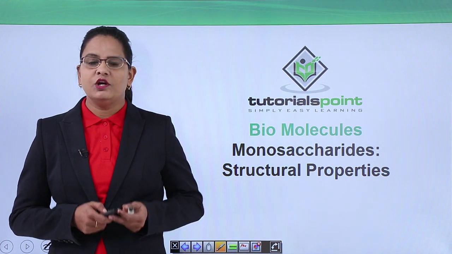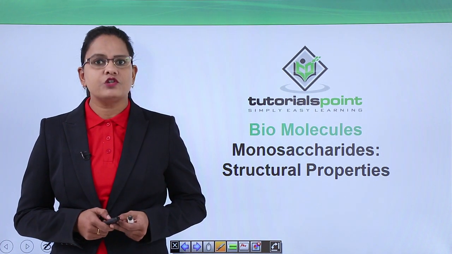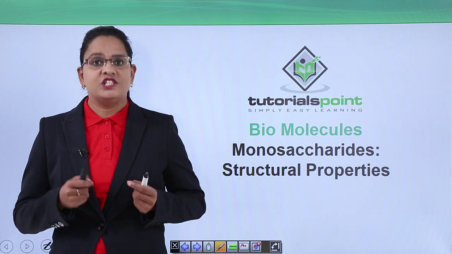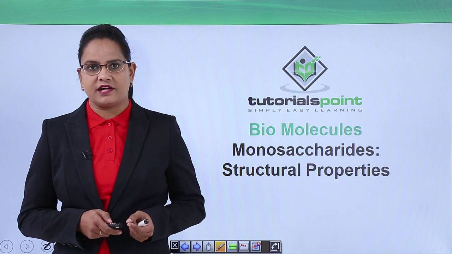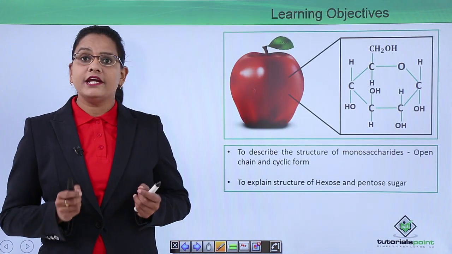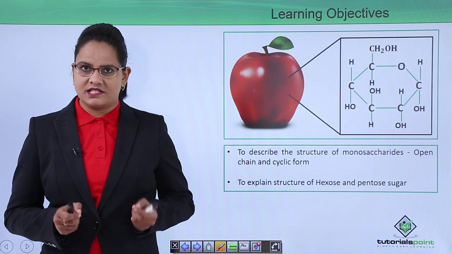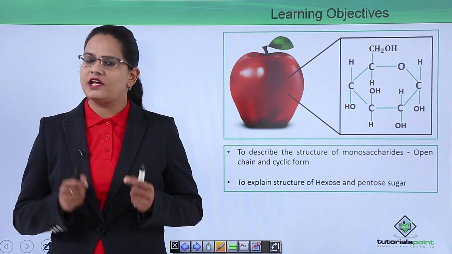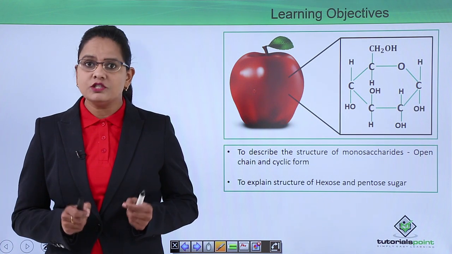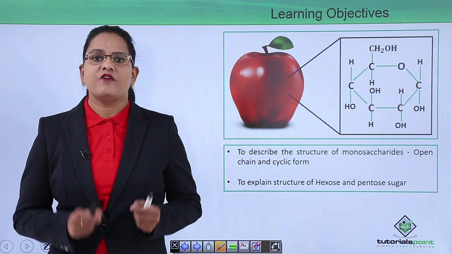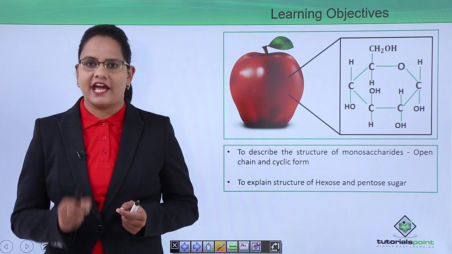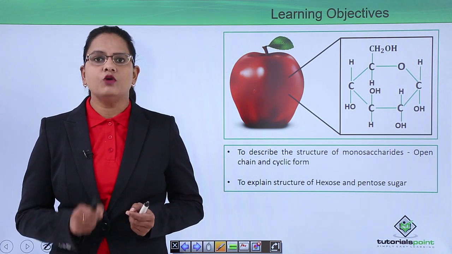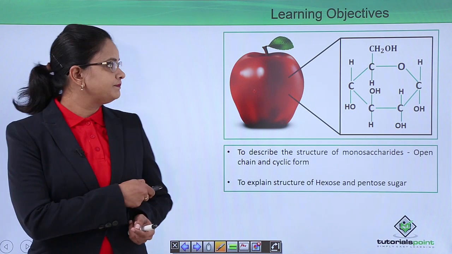In this video, we will learn about structural properties of monosaccharides. These are the properties which determine the structure of monosaccharides. The learning objectives will be to describe the structure of monosaccharides, that is the open chain structure and the cyclic structure, and to explain properties of specific monosaccharides like hexoses and pentoses. So first, let us talk about structure of monosaccharides.